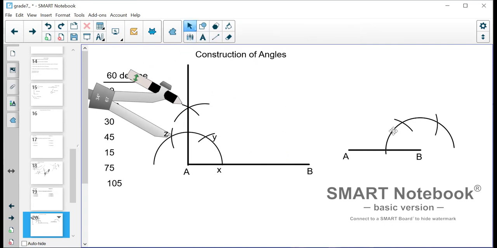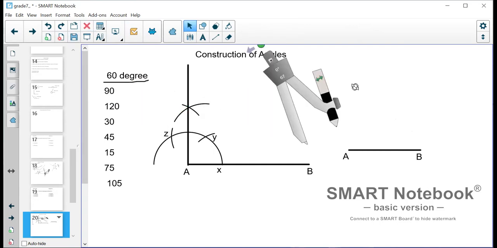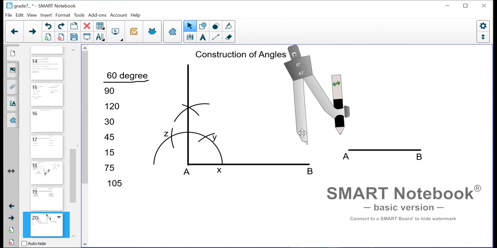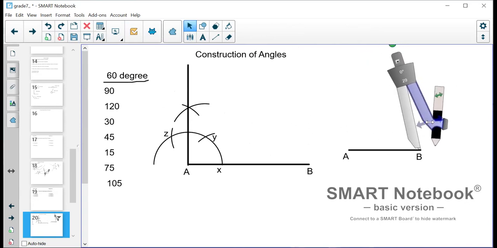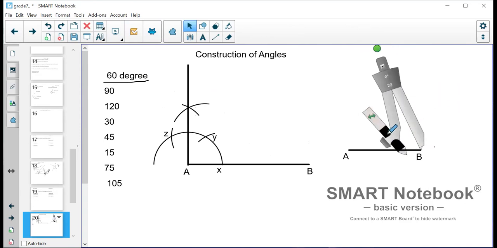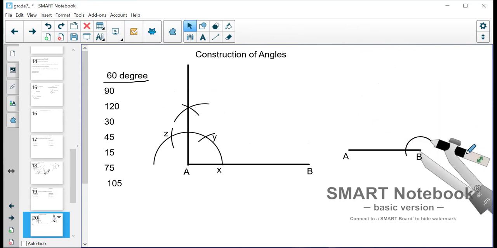Now, I'll remove these over here, and I'll just do them from scratch so that you would understand a little better, just in case some persons are lost. So I draw the line, AB. I go from B. All right, let me just close this in a bit, and I draw a semicircle. Let me open that a little bit more.